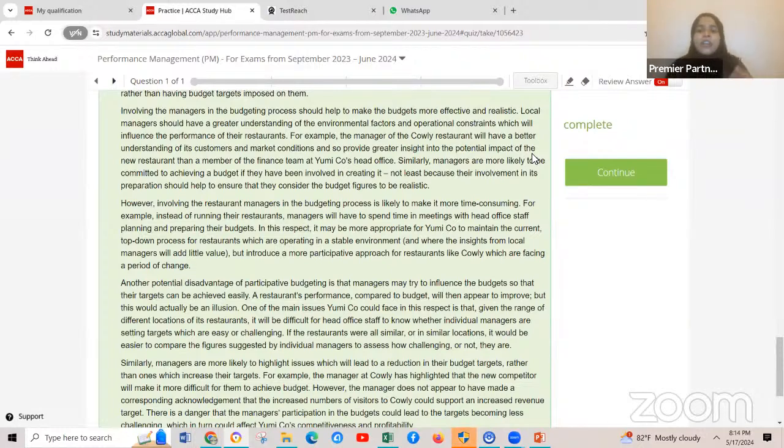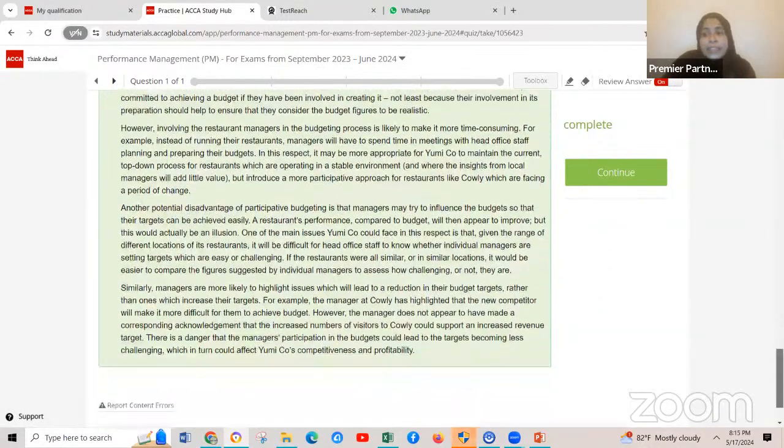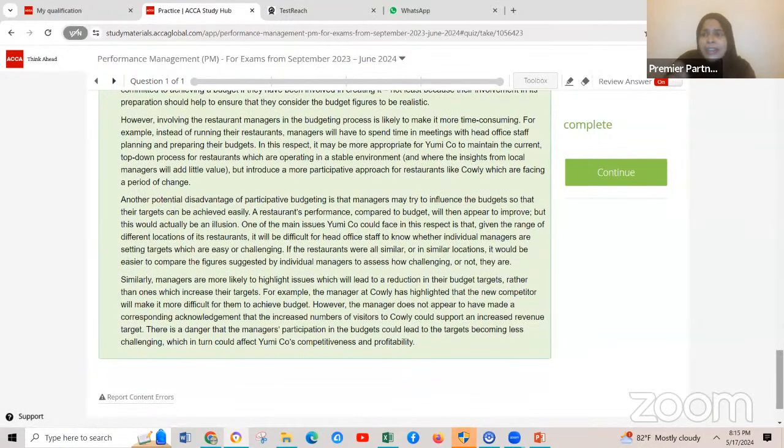Maybe for the restaurants, they have several restaurants, right? For the restaurants where there is not much change, they can just go with top down. But in areas where there is a great amount of change, maybe they can have a participative style. So you don't have to have a participative style for all the restaurants. You can have it for selected restaurants. Very good points. When you give points like that, it's very good.